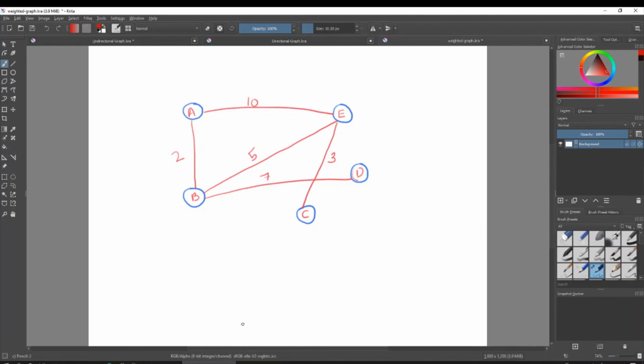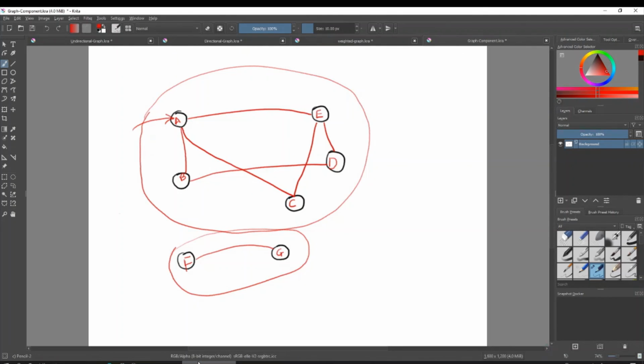A graph is a data structure which helps to solve so many practical or real world problems, and hence it is a very important data structure. That is all I have in this video. In the next video, we will look at some of the ways with which we can represent a graph.